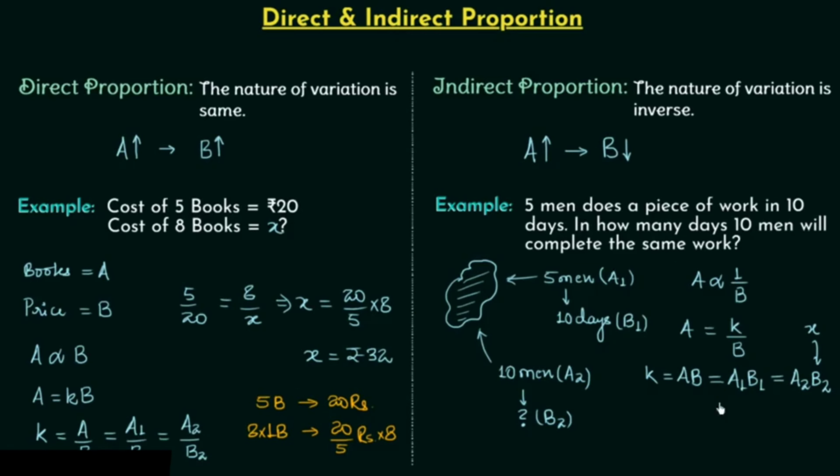X will be equal to A1 multiplied by B1 divided by A2. So the number of days taken by 10 men is equal to 5 multiplied by 10 divided by 10. From here we have the answer equal to 5 days. So 10 men will take 5 days to complete the same amount of work which was completed by 5 men in 10 days. So I hope you now have a clear understanding of direct proportion and indirect proportion.